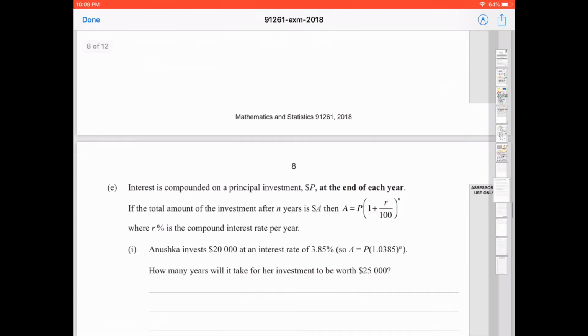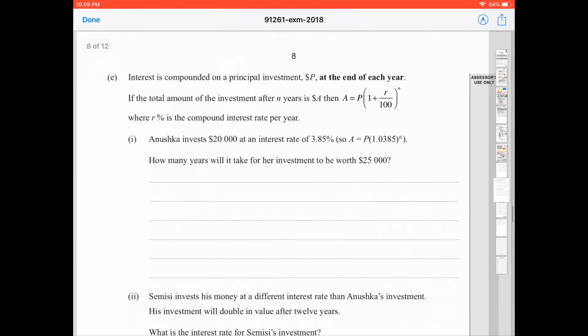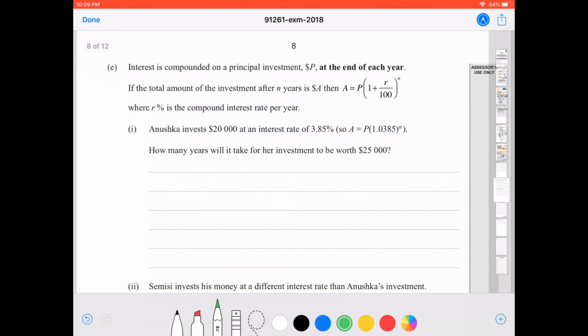That's us for question 2, it looks like. Maybe, no, it's not. We've still got E here. So question 2E, my mistake.